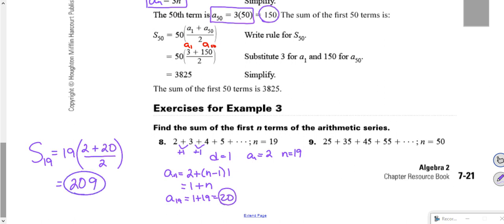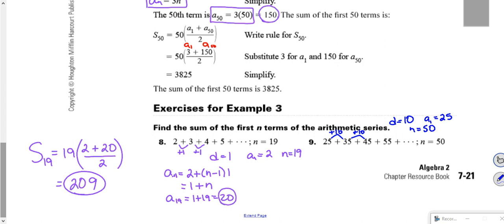Okay, let's do the next one. See if I can sneak it in here. This, we're adding 10 each time, right? So my D is 10, my A1 is 25, and of course my N is 50.